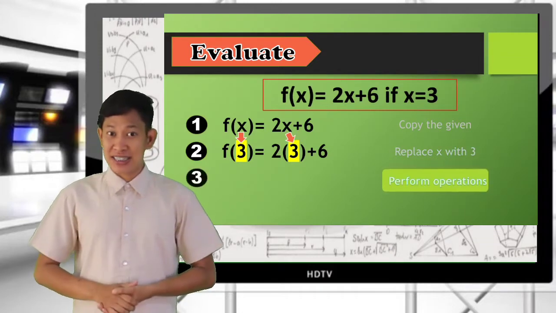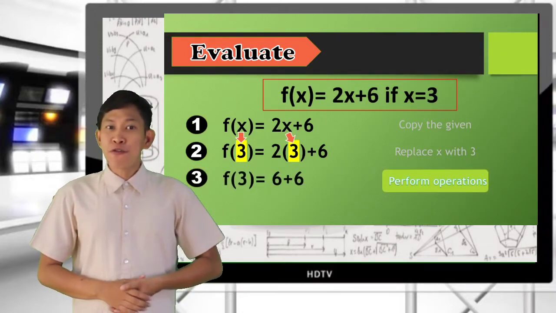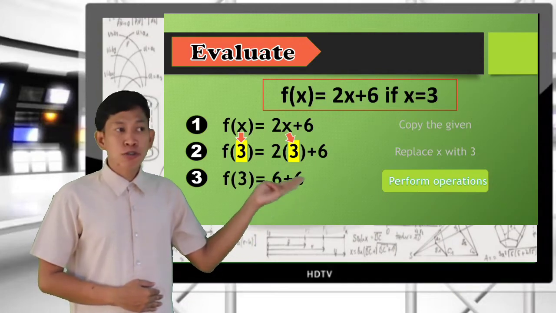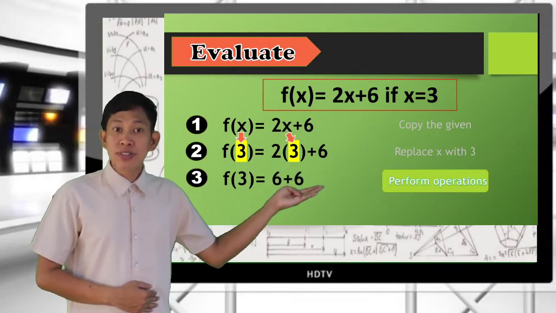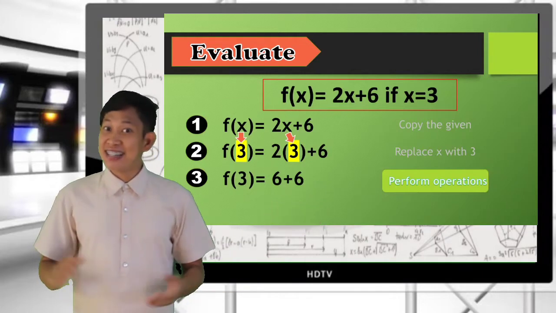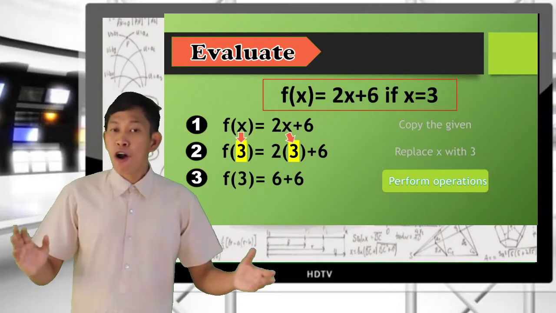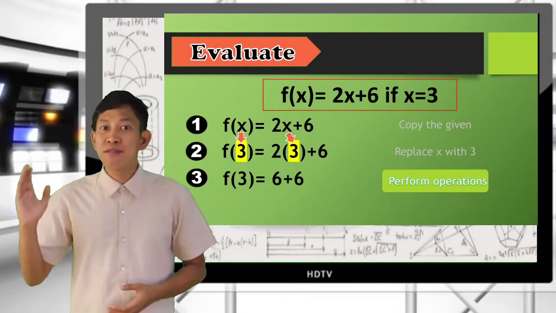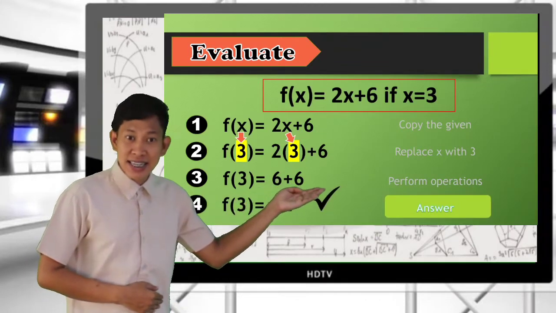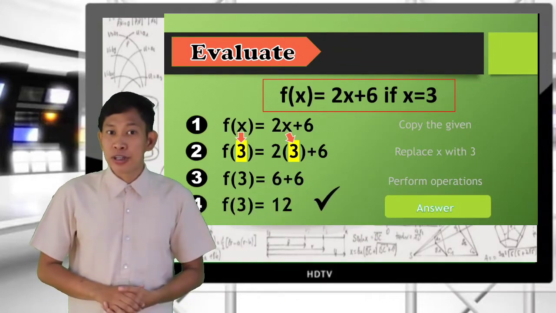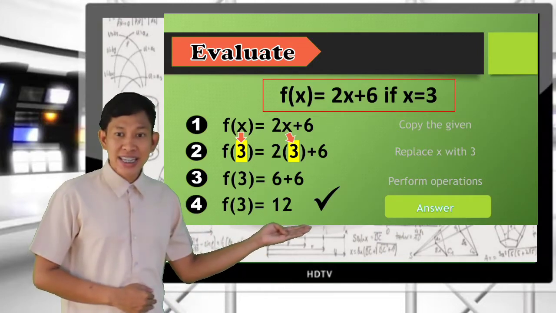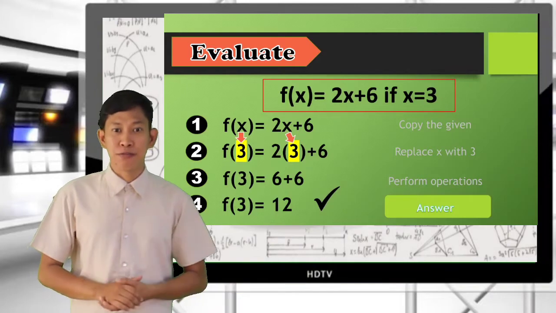Third step, perform the operations. So, we will perform 2 times 3 plus 6. So 2 times 3 would be equal to 6, then copy plus 6. Then lastly, perform the remaining operations and write the final answer. So we have 6 plus 6 is equal to 12. So our final answer is f of 3 is equal to 12.